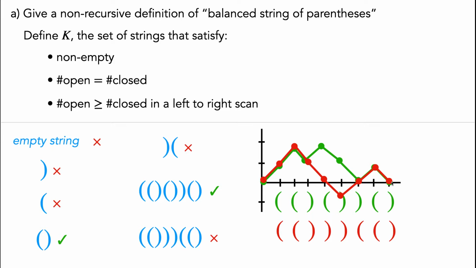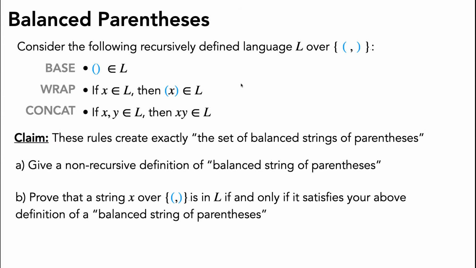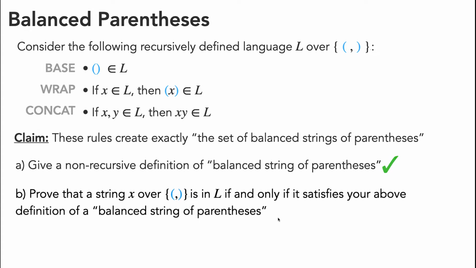Alright, so now we've defined our 3 rules. Let's go ahead and name them properties 1, 2, and 3. I know, super creative. And with that, we're done with part A. So we can go ahead and check that off and get started with part B.